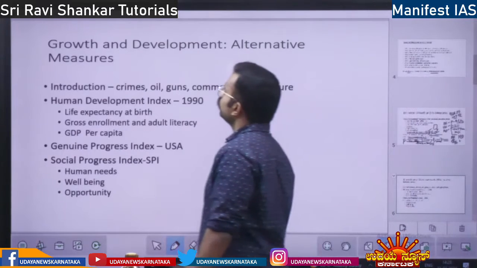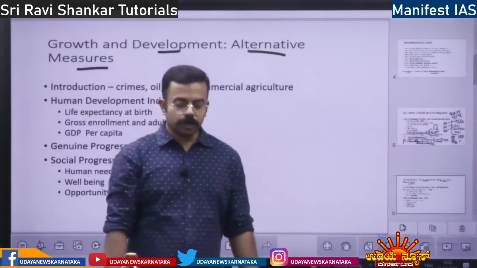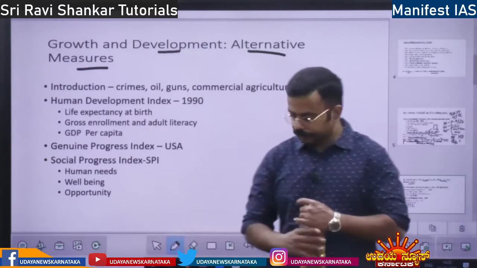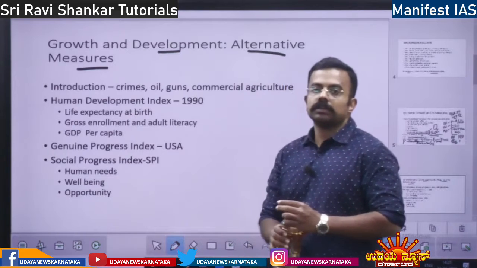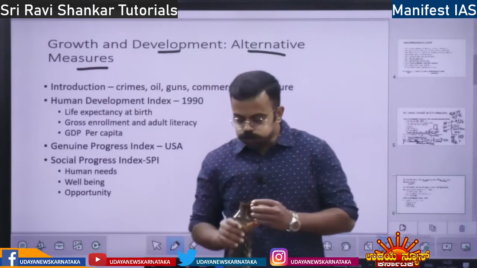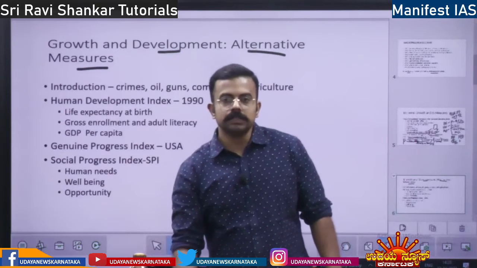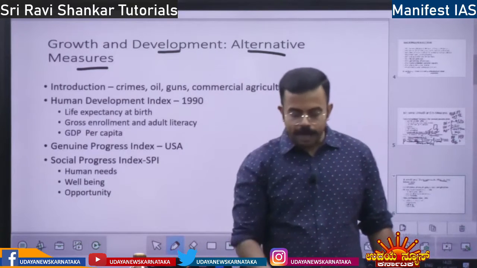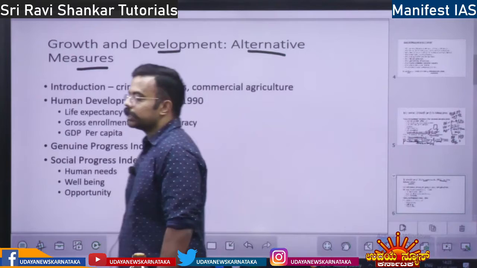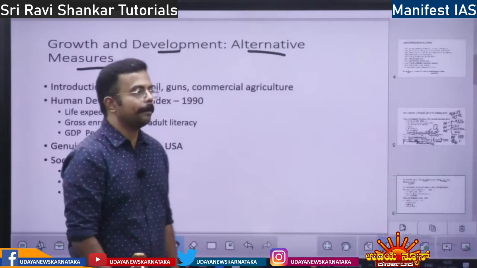Next, I will talk about growth and development alternative measures. Till now we spoke about GDP as the growth measure. But I told GDP alone is not sufficient. GDP has a lot of drawbacks. So when GDP has a lot of drawbacks, we need to look at other things. How do we measure the economy in a better way?